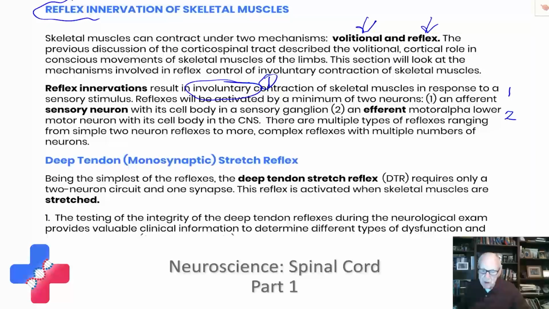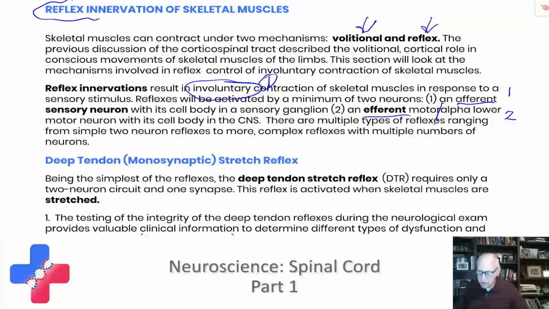And the second thing to remember, there's always two neurons at minimum in a circuit for reflex. There always has to be a sensory and a motor neuron. So you have to have a sensory and a motor neuron. A space there is needed. So there's always a sensory side and a motor side to a reflex.